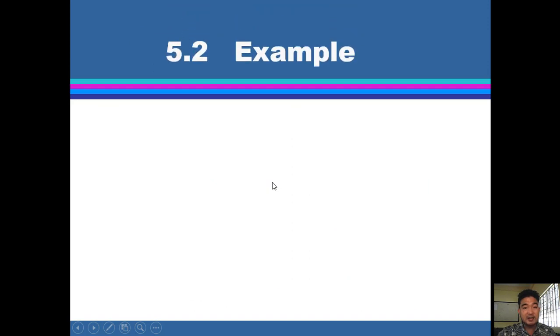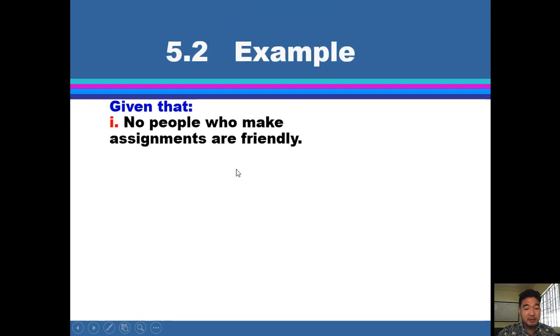Madaling-madali lang para sa atin. Let's have some example. Given that no people who make assignments are friendly. This is our first statement. Walang tao daw na gumawa ng assignment ang friendly. Ibig sabihin, kapag gumawa ka ng assignment pala, hindi ka friendly.